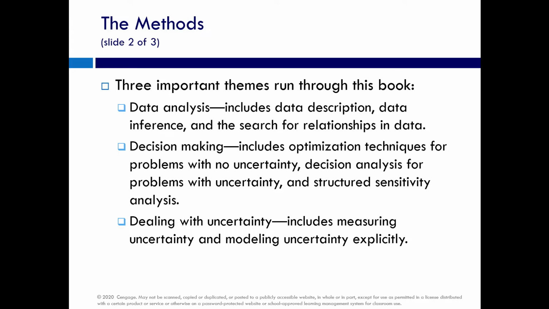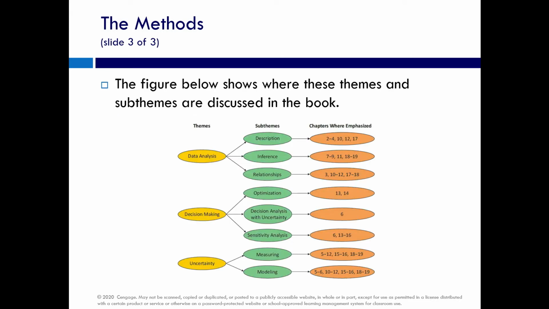Three important themes run throughout this book. Data analysis includes data description, data inference, and the search for relationships in data. Decision making includes optimization techniques for problems with no uncertainty, decision analysis for problems with uncertainty, and structured sensitivity analysis. Dealing with uncertainty includes measuring uncertainty and modeling uncertainty explicitly. The figure below shows the themes of the book and the sub-themes, and which chapters they go into.